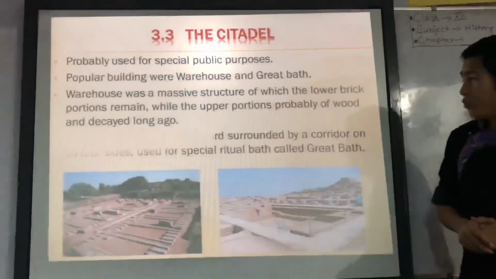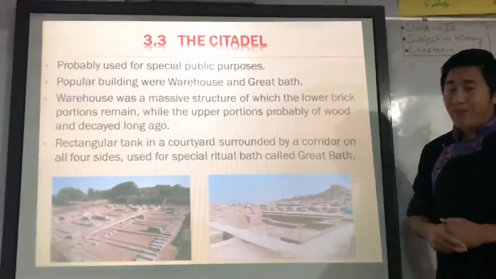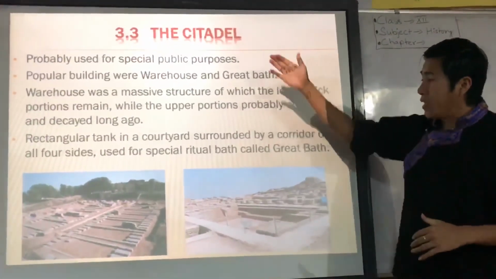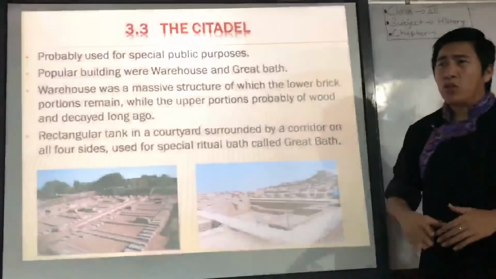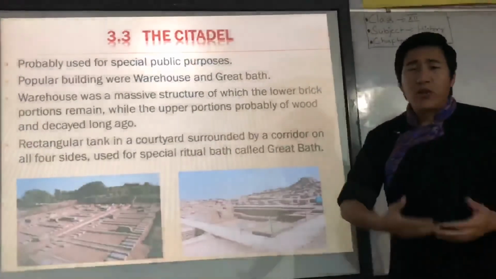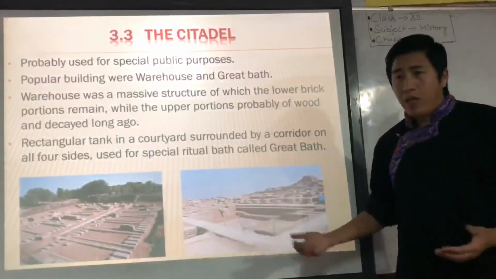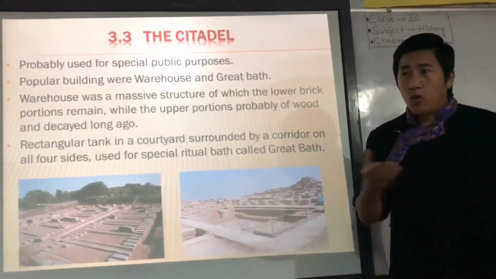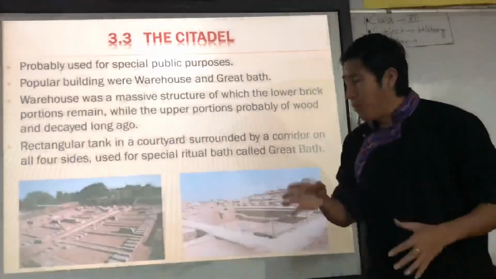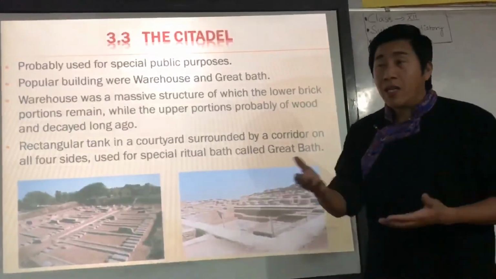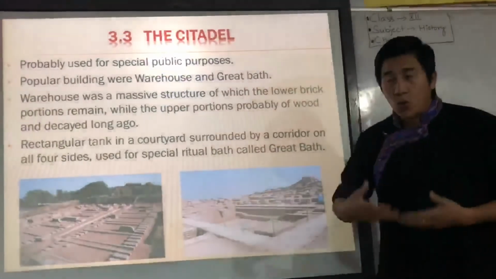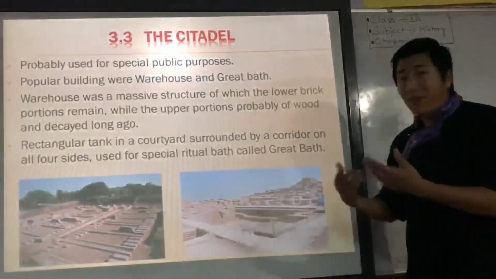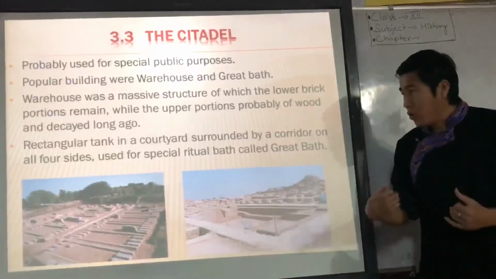And then another massive or popular building in the citadel is the Great Bath. Right? A rectangular tank. The Great Bath was usually meant for ritual purposes, right? Where the elite people used to do the bathing, right? In India we call it dubki lagana, in the Ganga we take a dip, to get rid of sin. So that is what they did, right?